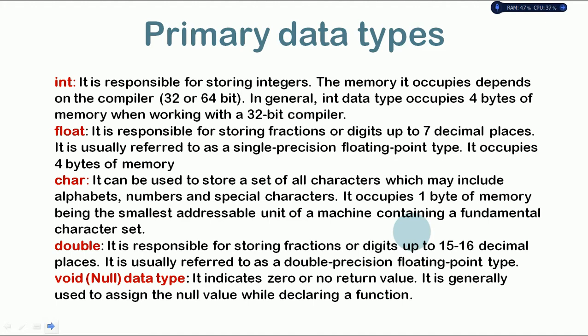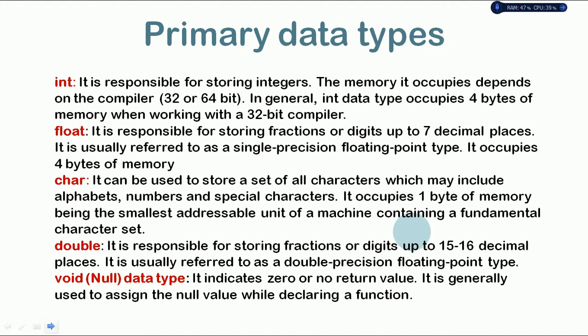Integer: this data type is responsible for storing data of type integer. Now the memory is reserved for this integer data type. Not only for integer, for all data types the memory reserved is based on the processor size, that is, whether you are using a 32-bit processor or a 64-bit processor. The size of data types can vary depending on that.